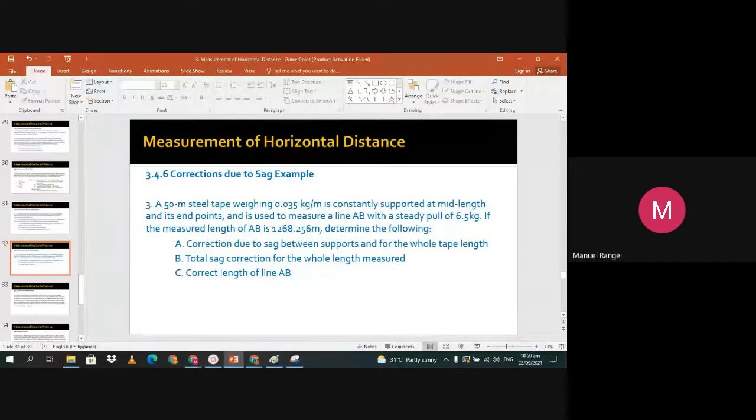So for problem number 3, this is a sheet work. I'll give you 10 minutes to submit your answer. The top 10 who submit an answer here in the chat box will have plus points. Okay? Time starts now. So I will accept the first 10 students who submit the correct answer.